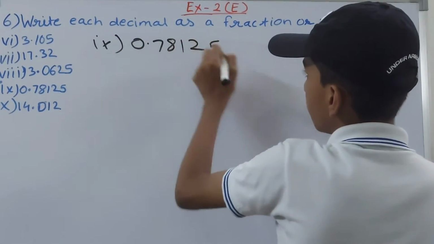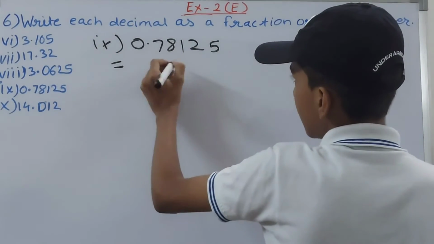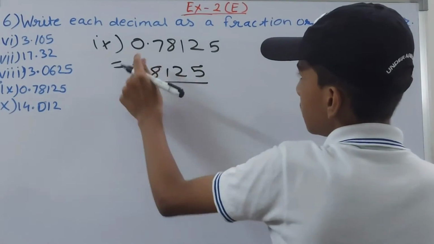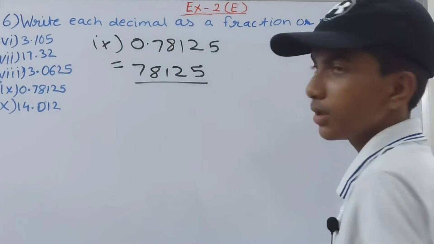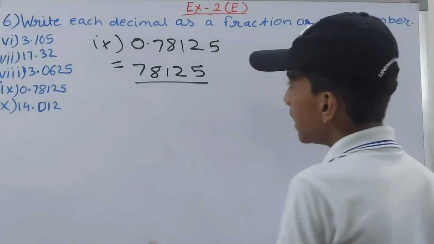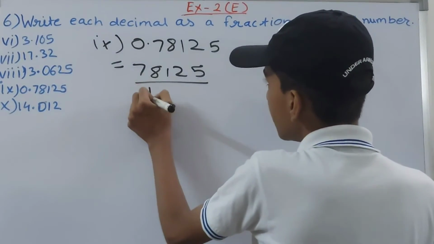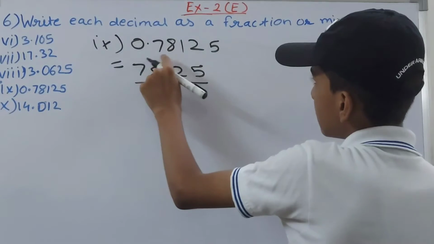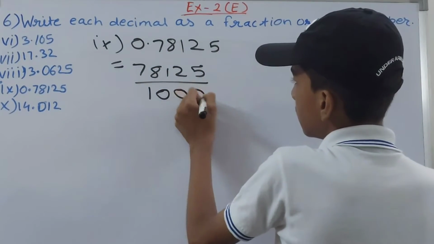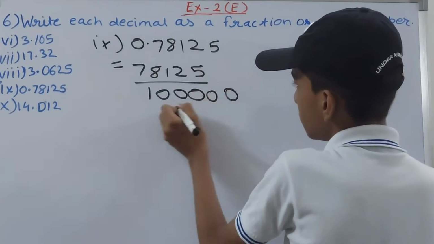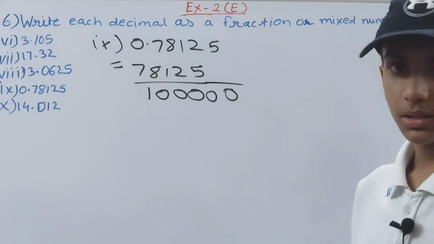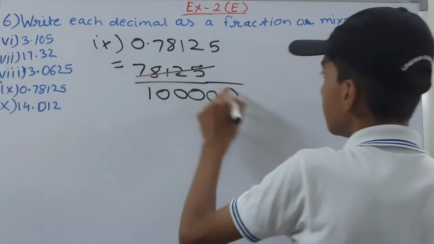0.78125, right? This will again be written as 78125. There is no need of this 0, so you can just remove it, will have no impact, right? Now 78,125 upon 1, and now count the number of decimal places, 1 2 3 4 5, so 5 zeros after 1, 1 0 0 0 0 0, 5 is it? Yes, it's 5, right? Again we'll simplify this, so let's cut it off by 5 only, all right?